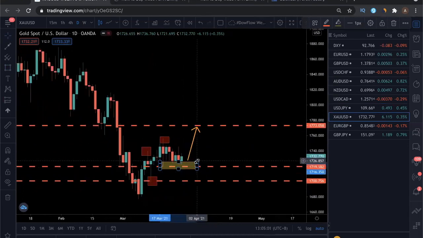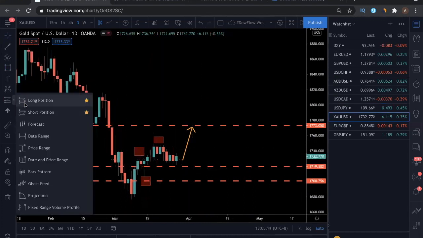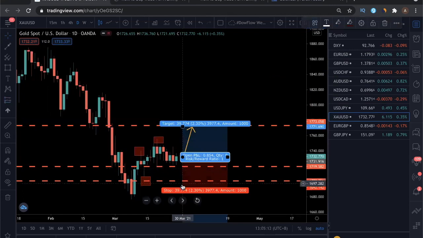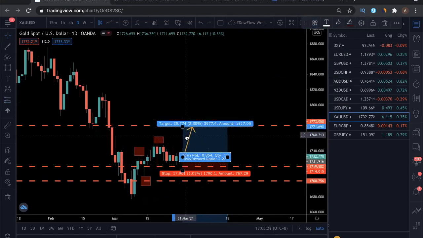Okay, but I cannot deny that this is a very strong level. This 1719 is a very strong level which price doesn't seem to be able to break. So if you do something like this, maybe something like this, the risk to reward still makes sense. So if you are more experienced, you might try a trade something like this.